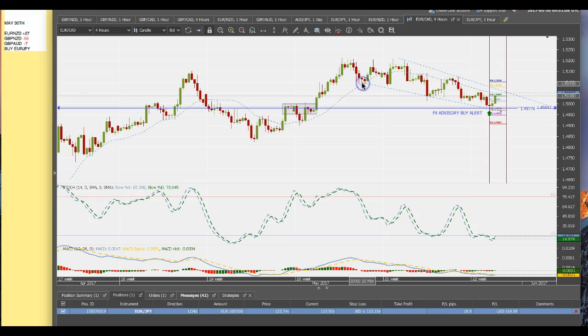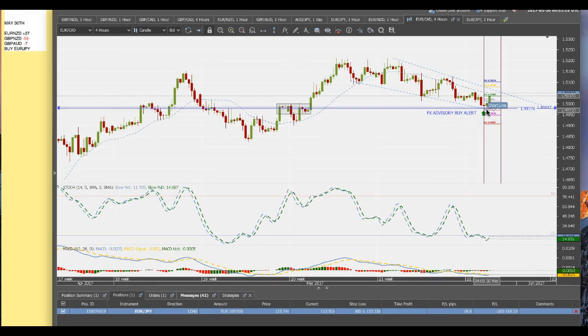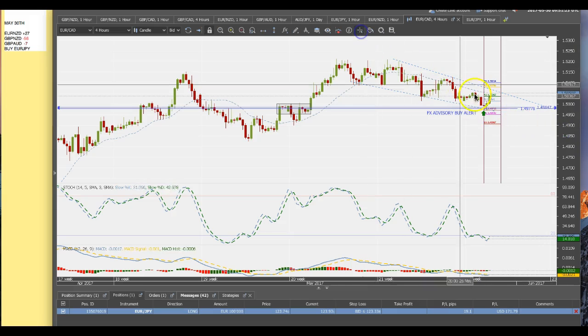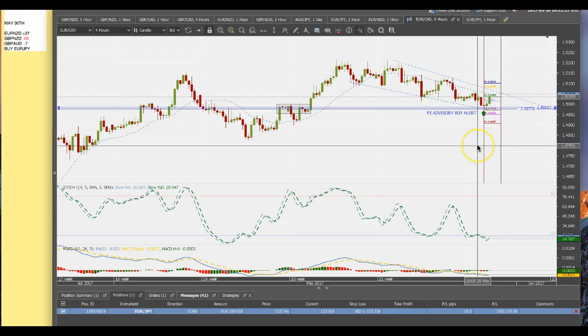Not only that, look at the fall line on this trend line down here. That's the channel. Price came all the way down to 149.77, and that's when the advisory indicator gave us a buy signal. And currently this thing is up. I missed this trade. It's up 42 pips.